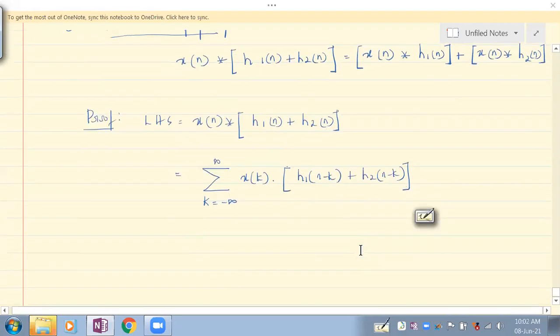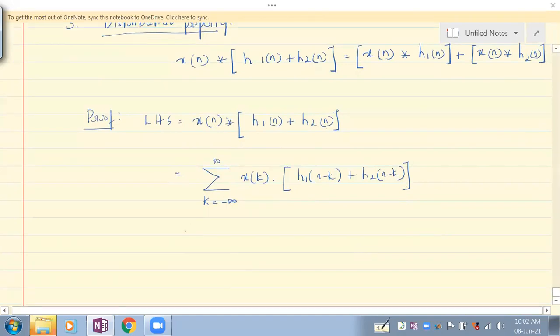Understand? Now, since this is a linear system, linearity will apply. Since linearity is applicable, what I can do is I can say k ranging from minus infinity to plus infinity x of k h1 of n minus k, like this.